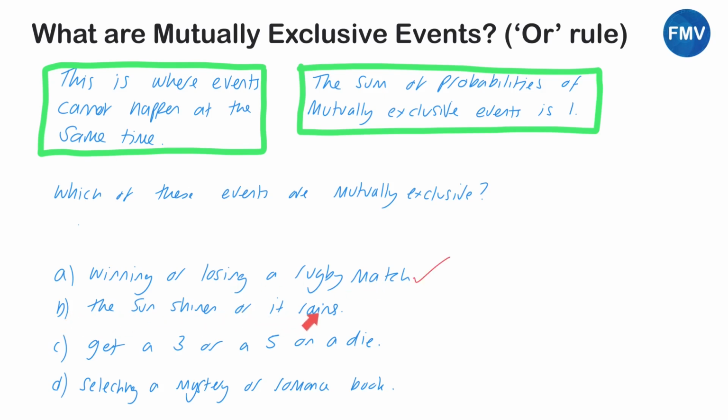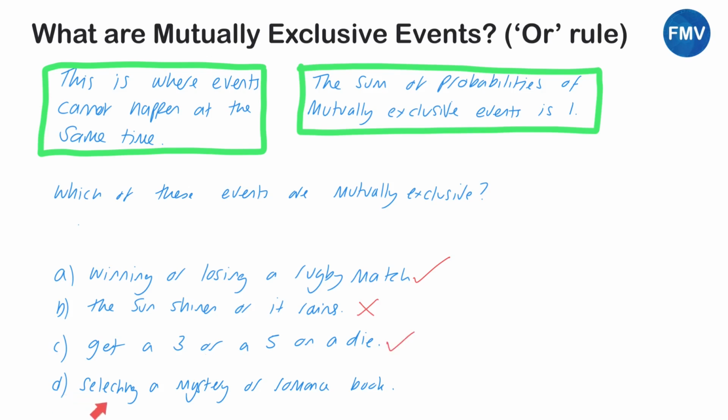Sun shines or it rains. That's a bit trickier because you could have the sun shining, or it could be cloudy and rains. But also think about this: we've all seen rain when the sun is out. So they can happen at the same time. So therefore they are not mutually exclusive. Let's look at C. What's the probability of getting a 3 or a 5 on a die? You can get a 3 and you can get a 5. You cannot get a 3 and a 5 together. So those events are mutually exclusive. Again, that magic word, the or in there.